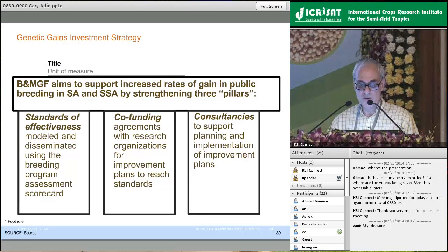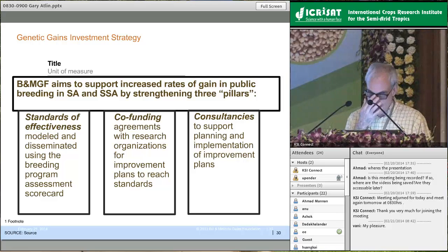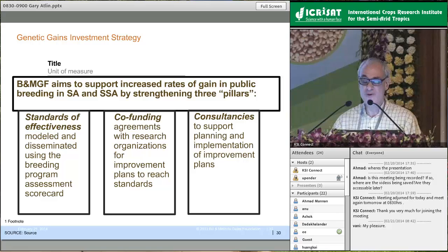We would hope to support increased rates of gain in sub-Saharan Africa and South Asia by a three-pillared approach, where we try to help breeding programs understand management for increased effectiveness, by providing them with scorecards and tools that they can monitor their own progress with, co-funding agreements with research organizations for improvement plans to reach the standards, and consultancies to support the planning and implementation of improvement plans.